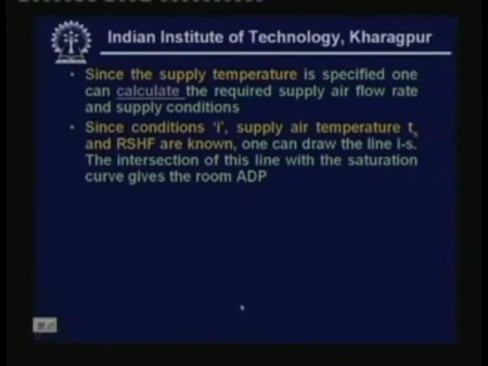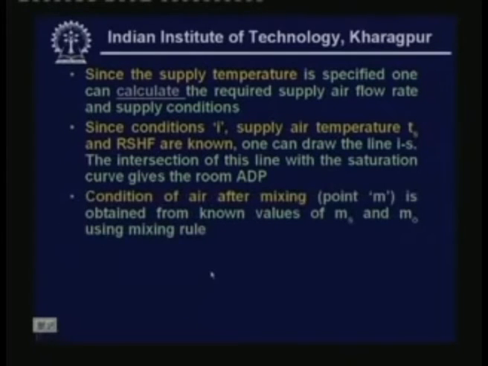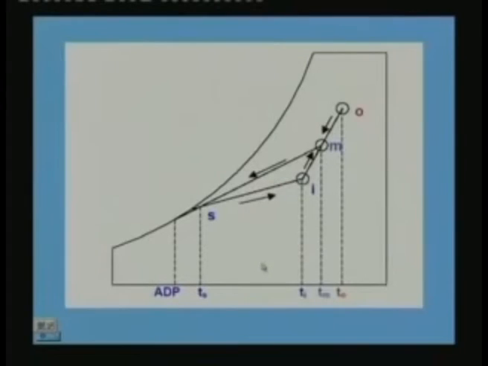One can draw the line Is from the known values of supply temperature and RSHF. The intersection of this line, as I have already told you, with the saturation curve gives the room ADP. The condition of air after mixing, that is point M, is obtained from known values of Ms and M0 using the mixing rule, because we know the air flow rates and we also know these two conditions. So we can find out this point.